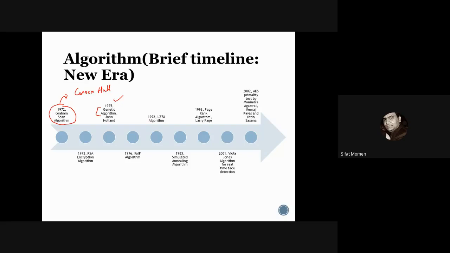In 1978, this is a very interesting algorithm called LZ78. LZ78 is because it was invented in 1978. LZ by the two people who actually invented this algorithm, called Lempel and Ziv. The Lempel-Ziv 78 algorithm. This is also a data compression algorithm.